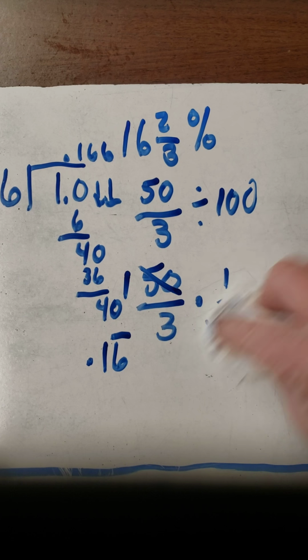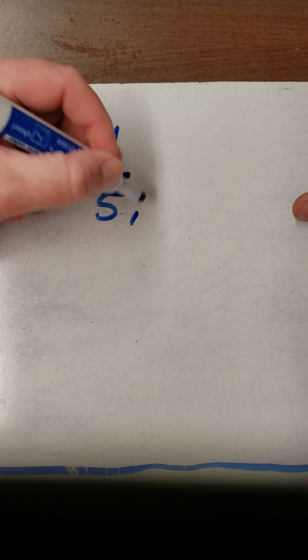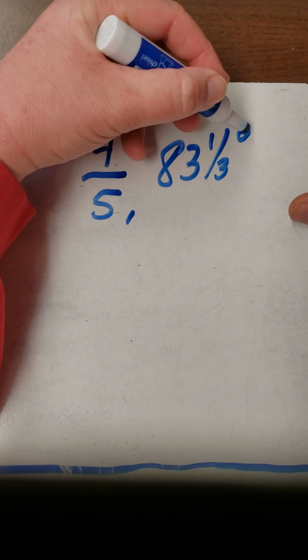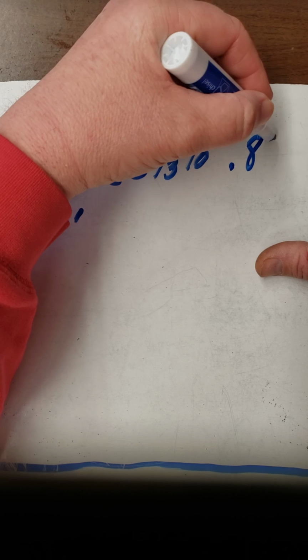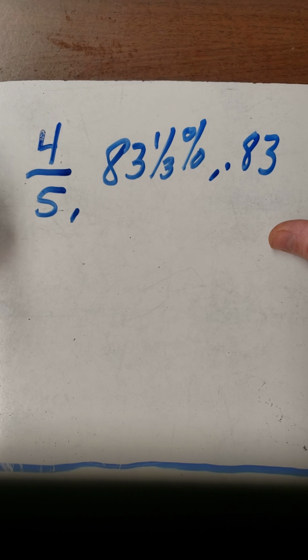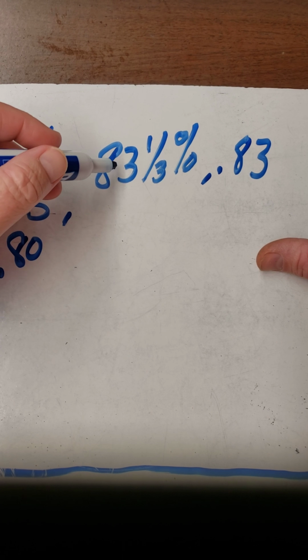Okay, so moving on to example 3. We want to put these in order from least to greatest: 4/5, 83 1/3%, and 0.83. If we change 4/5 into a decimal, that's going to be 0.80. And this is 83 1/3%.